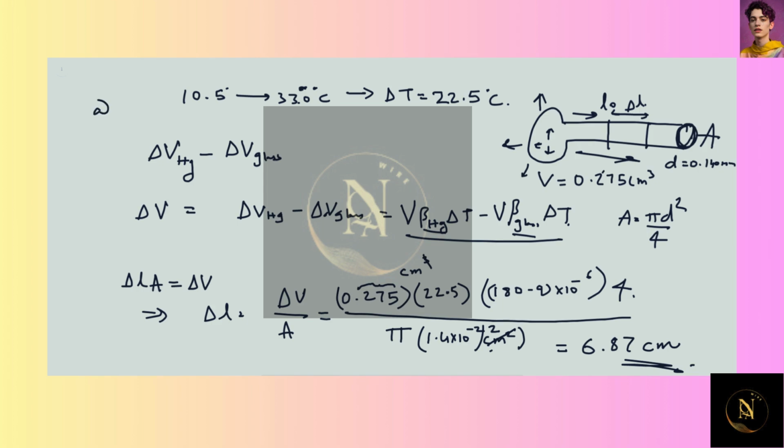And this is part A. For part B, we need the formula, which is simply this formula. By substituting the expression for the change in volume, we can write it down. Delta L is equal to 4 by pi d square, times the initial volume V0, times beta of mercury minus beta of glass, times delta T.